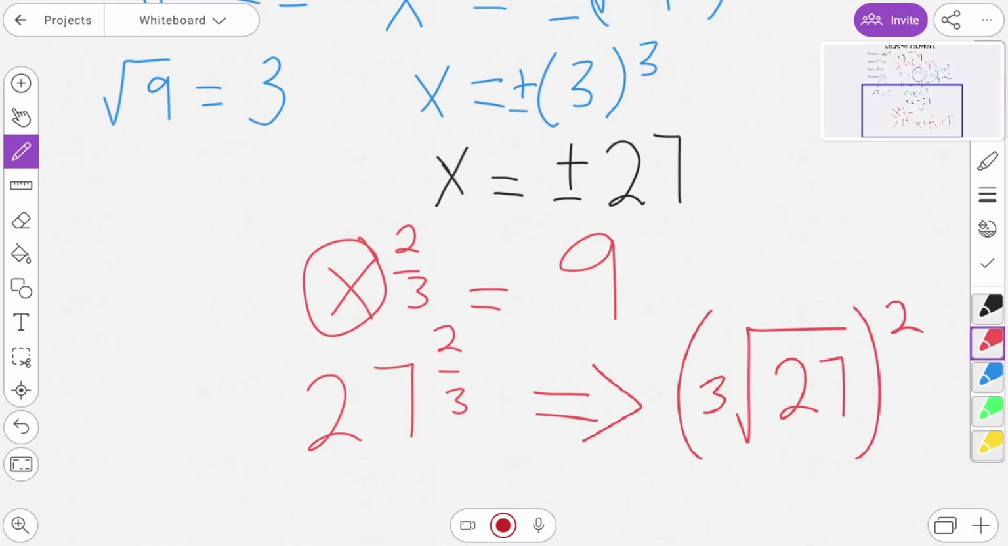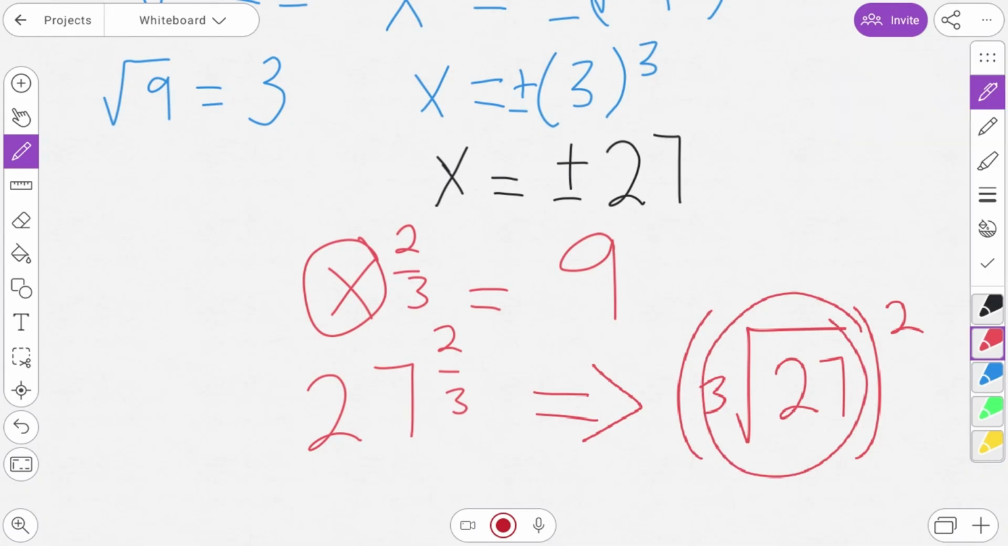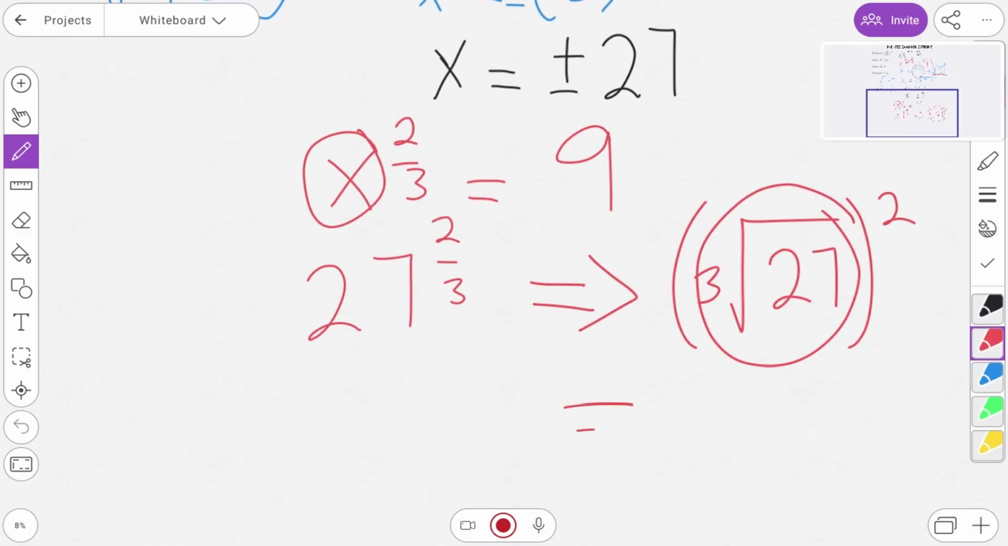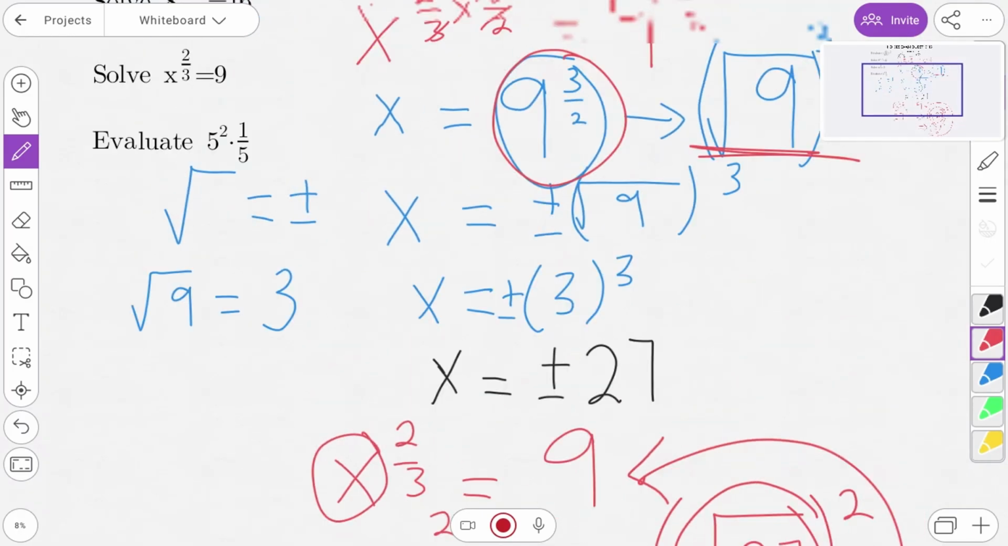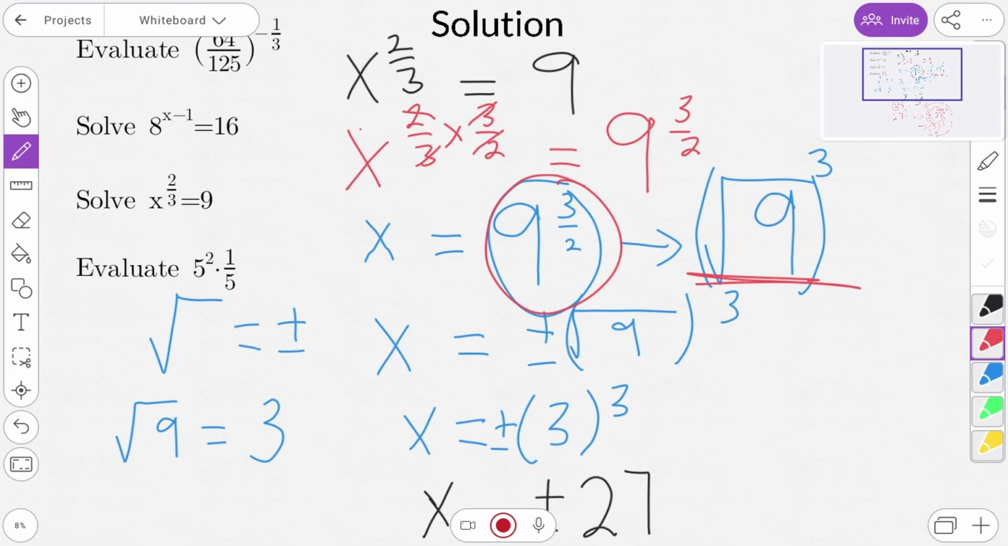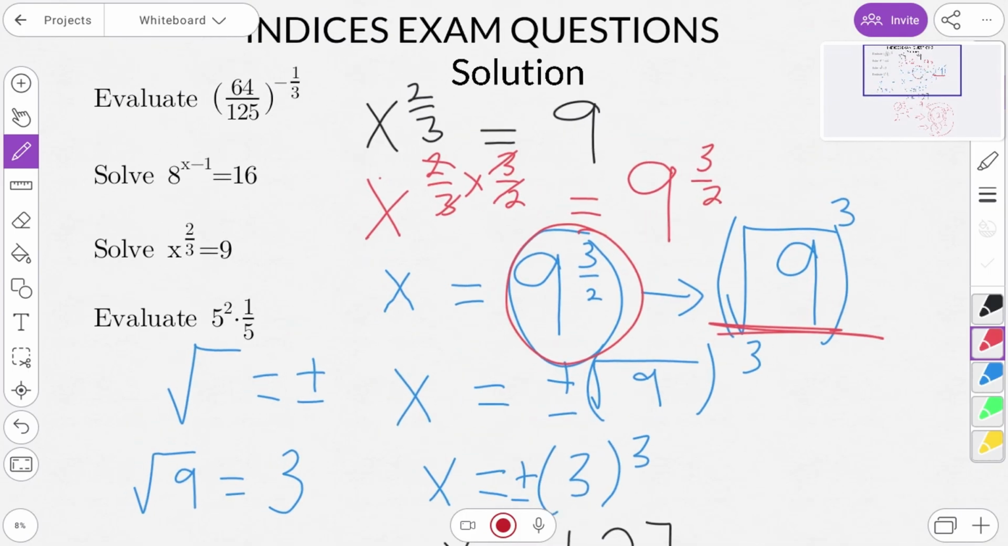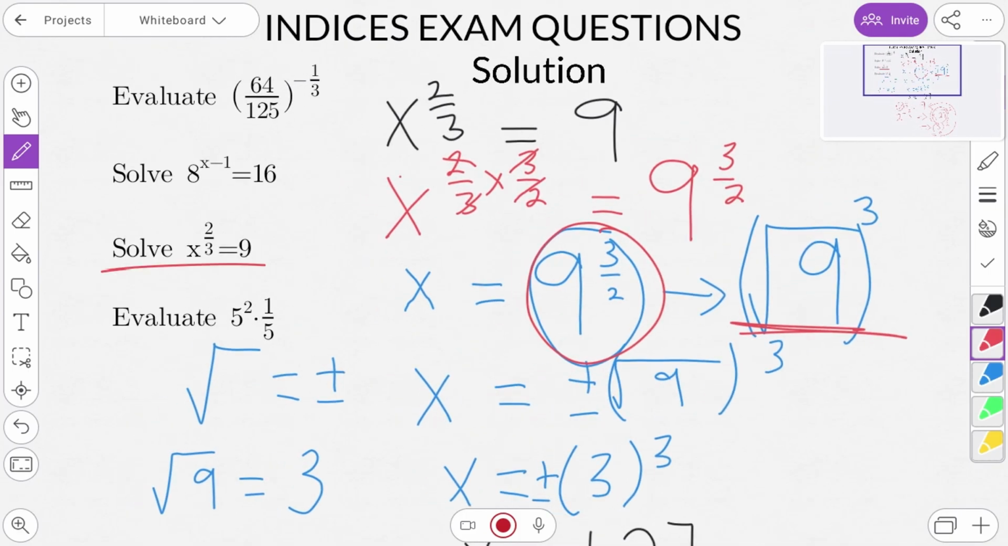Now, that of 27 will be expressed as this. Now, the cube root of 27 is simply 3. So that is to say 3 raised to an exponent of 2, which will give us 9. Which makes this equation and the answers we got perfectly correct, because x raised to an exponent of 2 over 3 is definitely equal to 9 when x is equal to 27.